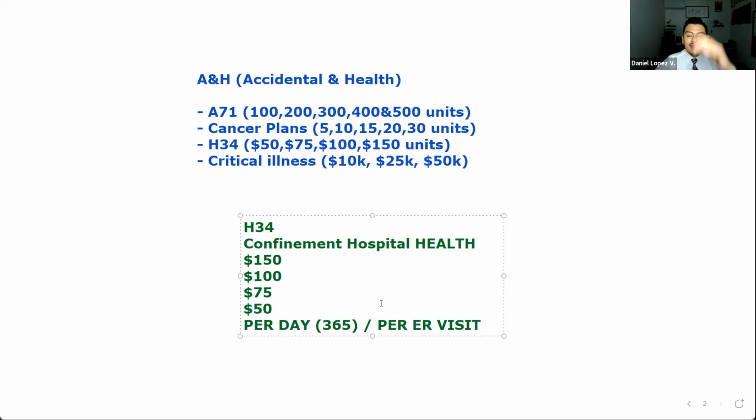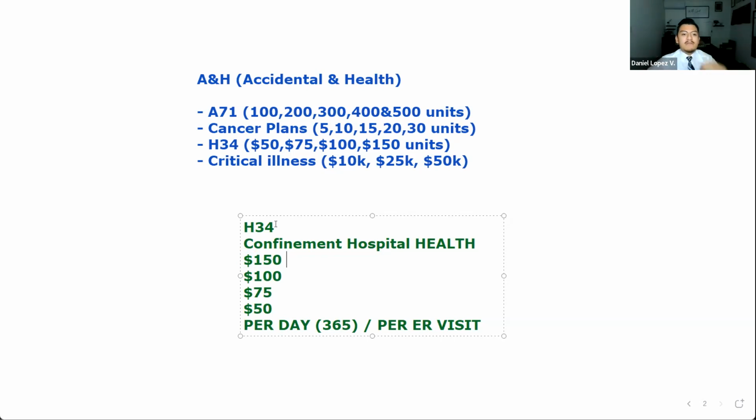Unlike the A71, it's not up to per ER visit, it's plain and simple. So if you have a fever or a stomach ache, you're throwing up blood, you go to the ER and you have this plan, the 150, we're going to pay you 150. We're not going to pay you up to 150. We don't care what your copay is. We're just going to pay you 150. If you're confined to the hospital for 2 weeks and you have this plan, we're going to pay you 150 per day. You get it? So it's very cool because it will cover anything at this point.